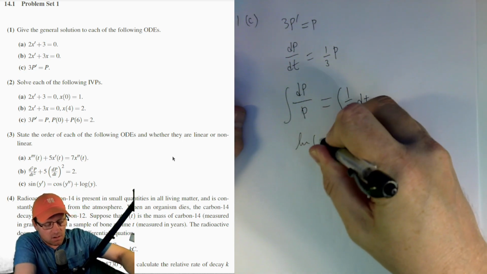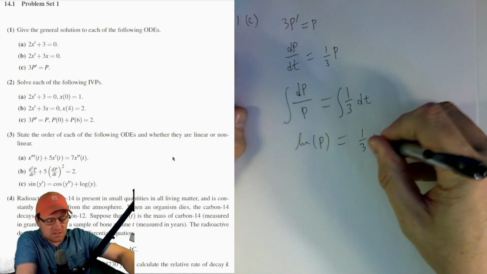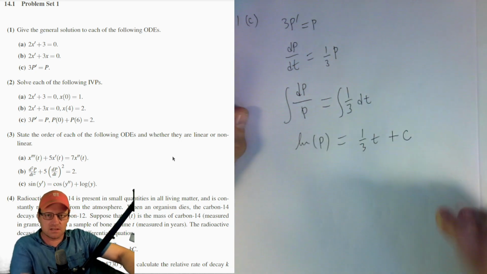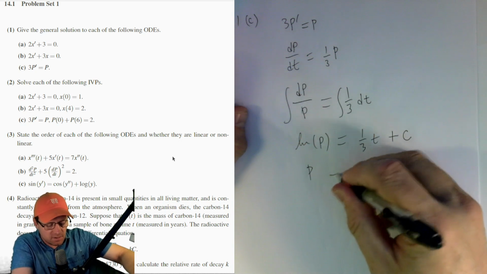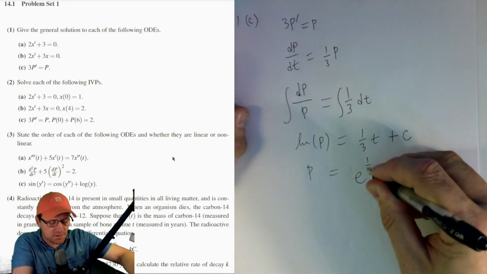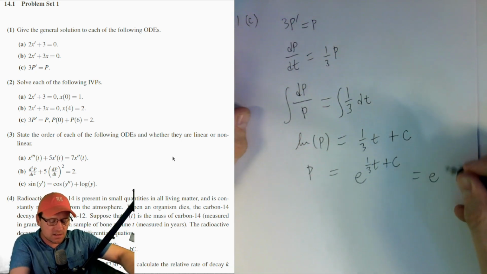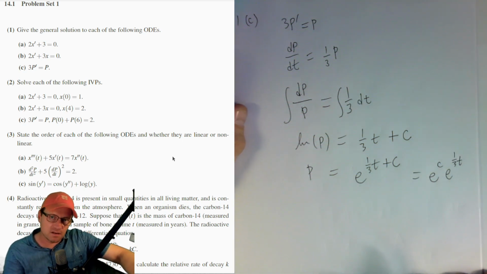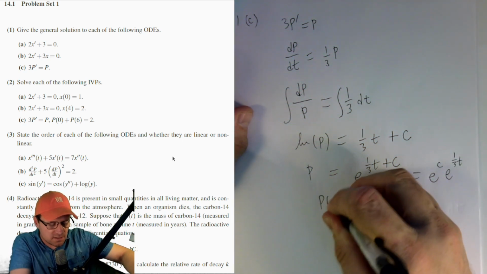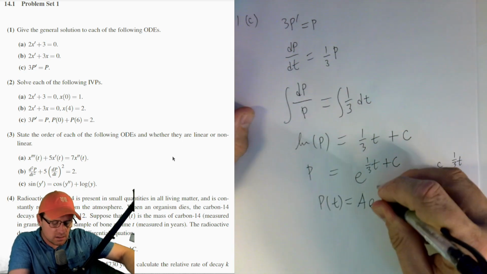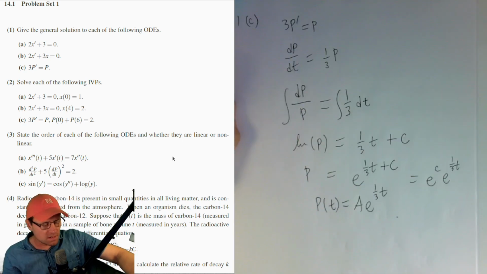So we have natural log of P is 1/3 t plus some constant, say C. Okay, solving this for P, we have P equals e to the (1/3 t plus C). And so that's e to the C times e to the 1/3 t. Again, let's name e to the C, let's call it A. So P as a function of t is A e to the 1/3 t. Okay, and we finished that.